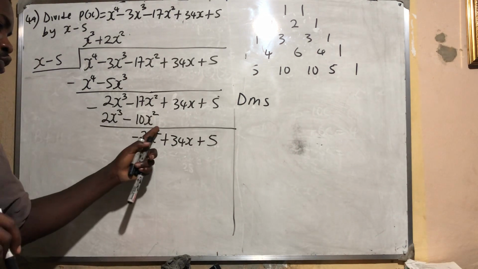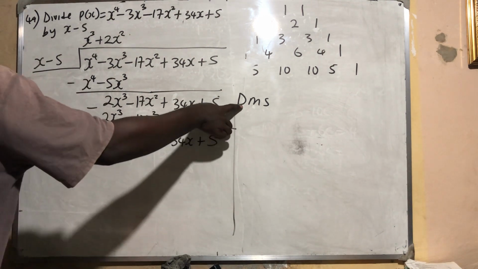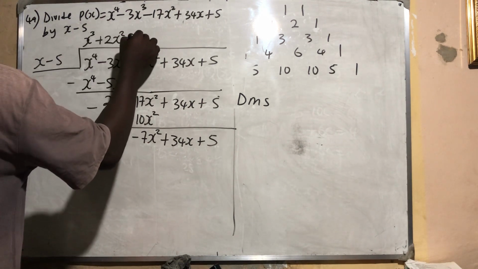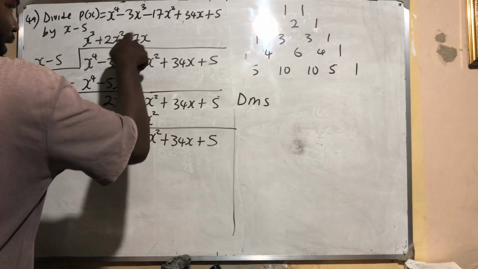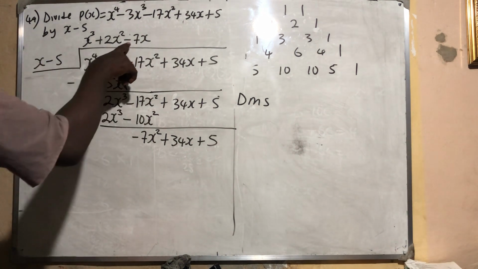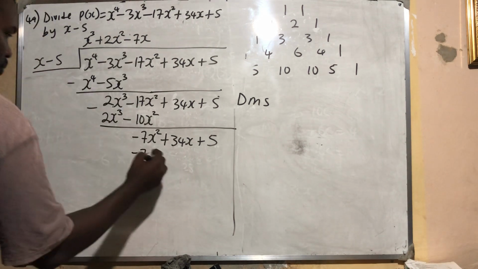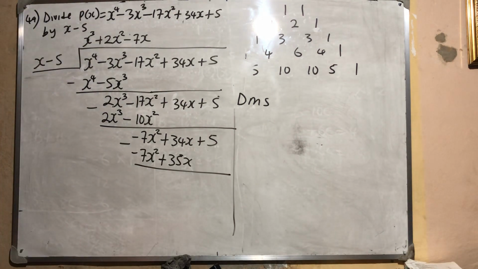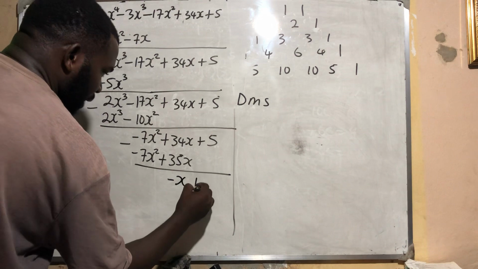So now look at this. The highest power here is 2. And the highest power here is still 1. It is still greater. We continue again. So D again. And D said only the first man is dividing the first man. So this divided by this will give you what? Minus 7x. You go to M. M said use the answer you got from the dividing to multiply everybody here. So minus 7x times this will give you what? Minus 7x squared. Minus 7x times this will give you what? Plus 35x. The next thing you do is what? You subtract. Let's go again. This minus this is gone. Plus minus is minus. 34 minus 35 will give you minus x. Bring down your plus 5.